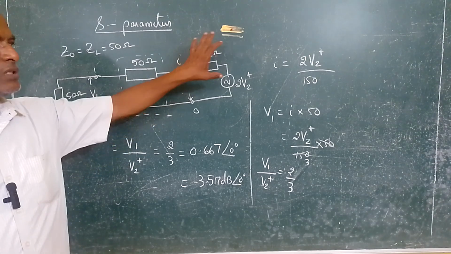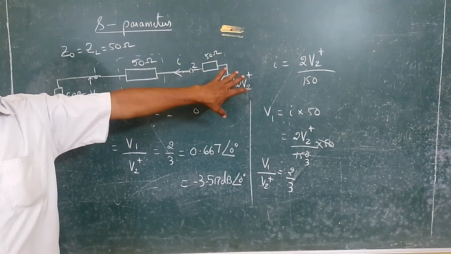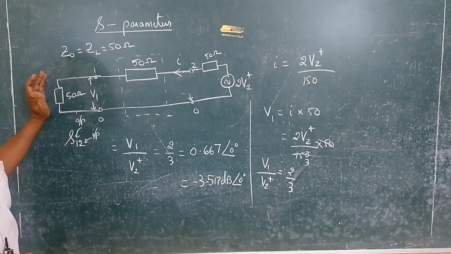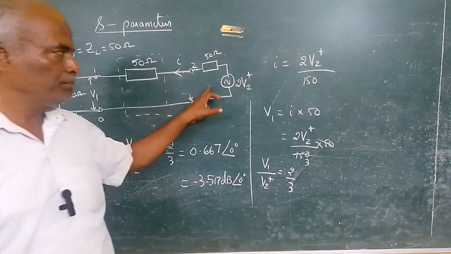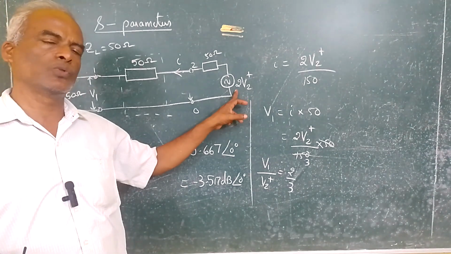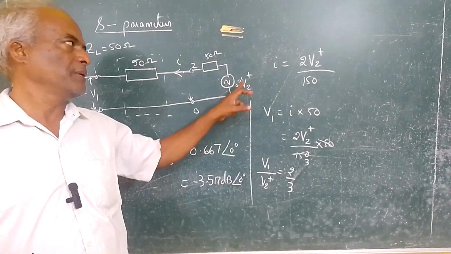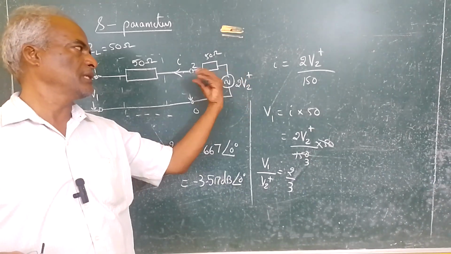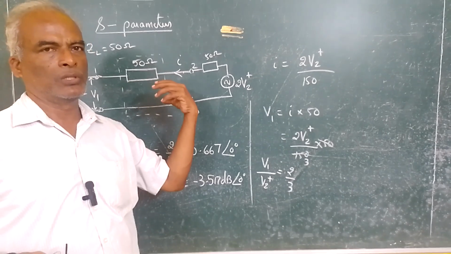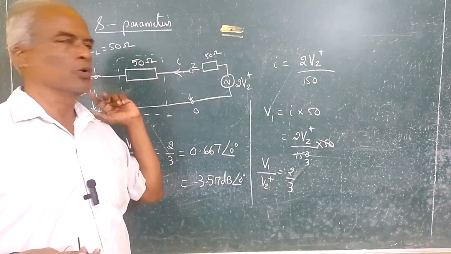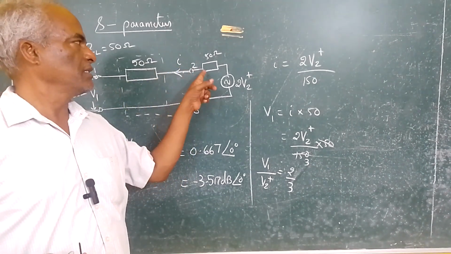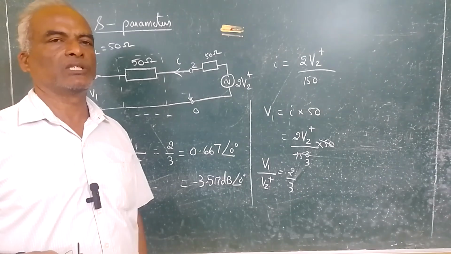If you give the source at the port 2 side, port 1 is load. If you connect a load, it is equal to the characteristic impedance 50 ohms, and here a voltage source 2V2 plus indicates the energy is directed towards the port, in this case port 2, and in series with the characteristic impedance Z0.